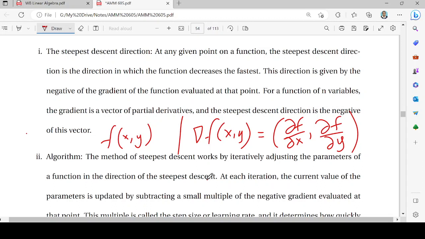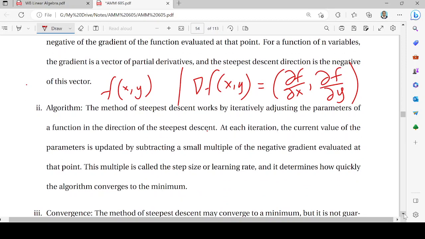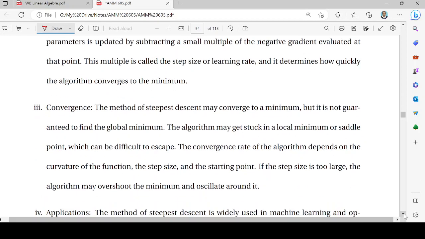Number two is the algorithm. The method of steepest descent works by iteratively adjusting the parameters of the function in the direction where the descent is steepest. At each iteration, the current value of the parameter is updated by subtracting a small multiple of the gradient evaluated at that particular point. This multiple, we call it the learning rate or even the step size, and it is this value that determines how quickly the algorithm will converge to the minimum.